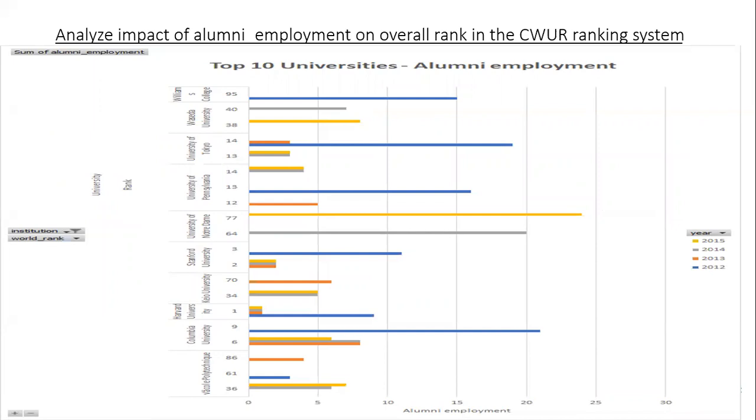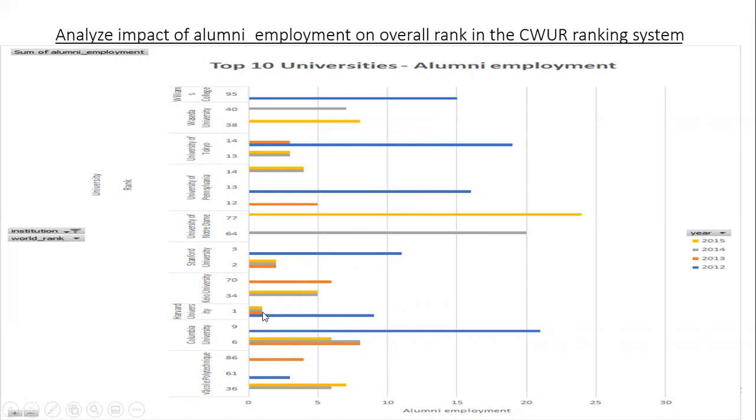These are the top 10 universities based on alumni employment. Here we are comparing the alumni employment value against the actual rank of the university so that we can identify the influence of alumni employment on the actual rank of the university, right? If we look at the x-axis, it is alumni employment, and the y-axis is the university name and the rank.